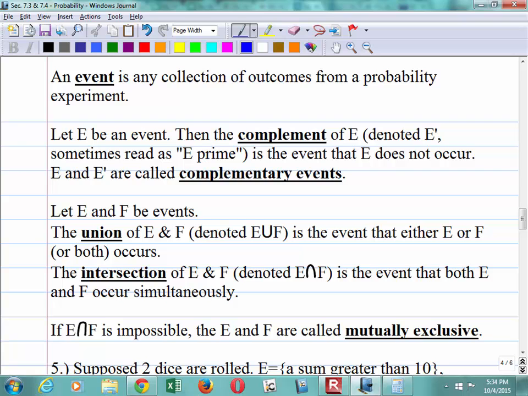Let E and F be events. The union of E and F, denoted E union F, is the event that either E or F or both occurs. The intersection of E and F, denoted E intersection F, is the event that both E and F occur simultaneously. So if E intersect F is impossible, E and F are called mutually exclusive.